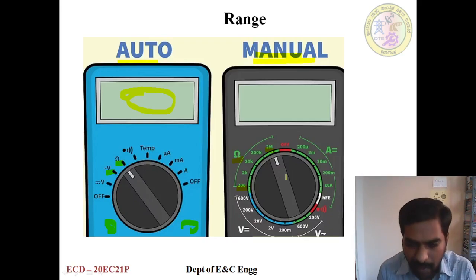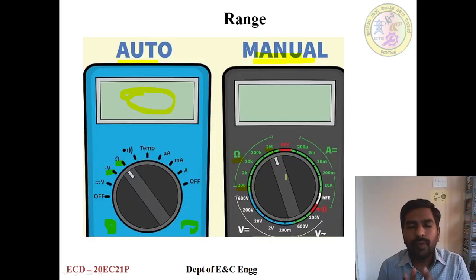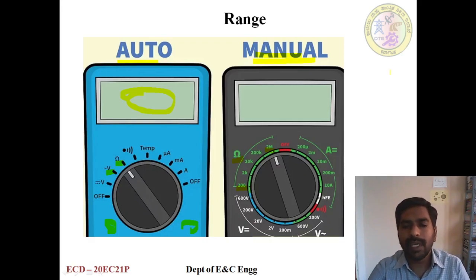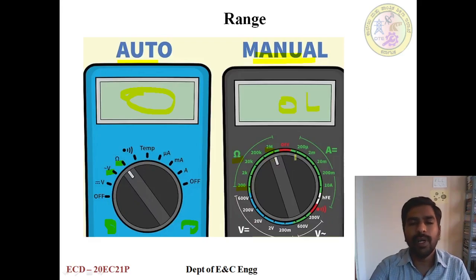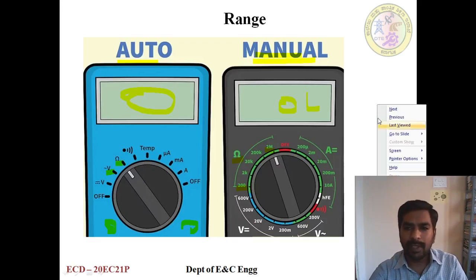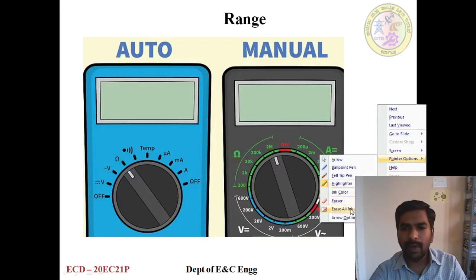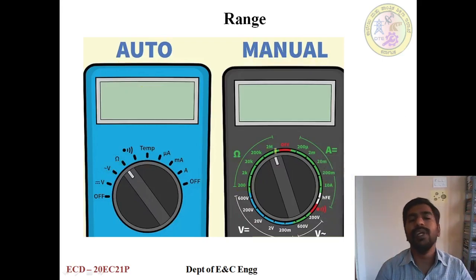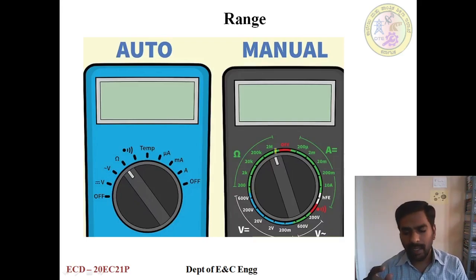I have given one best example of how we can use this manual range selector. Whenever you get 0L, that is an infinite value, you just keep on increasing the range knob, then at one point you will get the actual reading value. This is trial and error. Manually means you have to do trial and error. You have to select the right range, and only then will you get the actual reading. Otherwise the user will not be able to measure the value. This is the way we need to select the range.